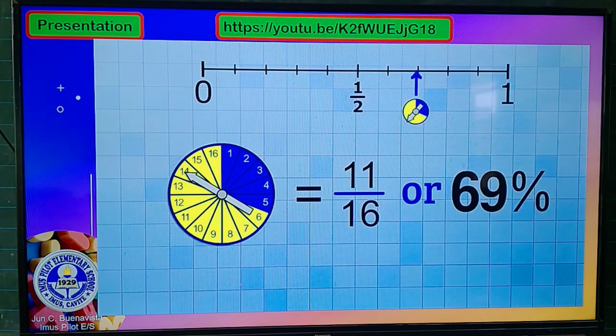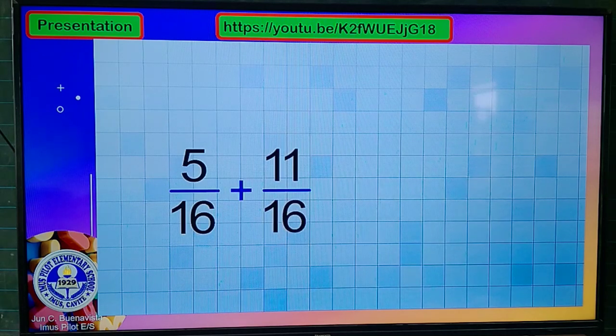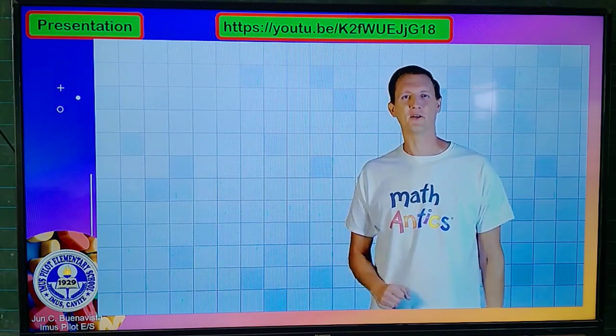And it makes sense because you can see by looking at our spinner that it's more likely to spin a yellow than a blue. And you'll notice, if we add up 5 over 16 and 11 over 16, we get 16 over 16, or a probability of 1. So that's a good sign that we did it right. Let's look at another example.